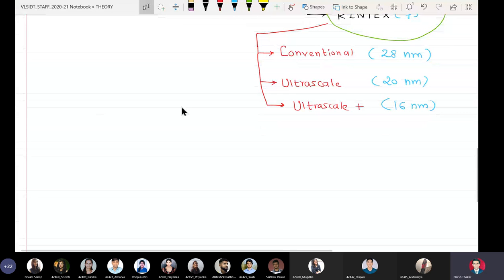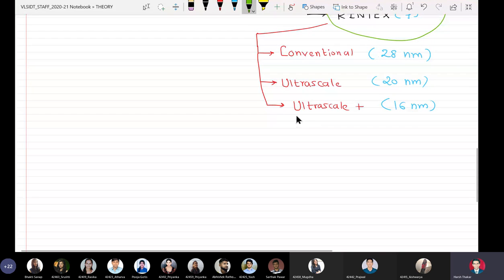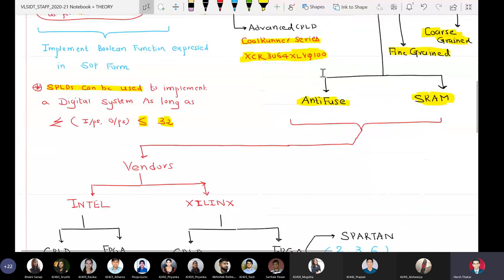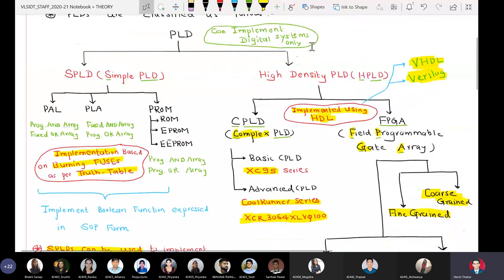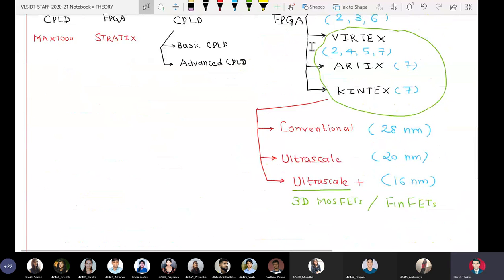And this particular family actually uses 3D MOSFETs, also known as FinFETs. Okay, also known as, anyways, fine, heterogeneous technology. Okay, fine.